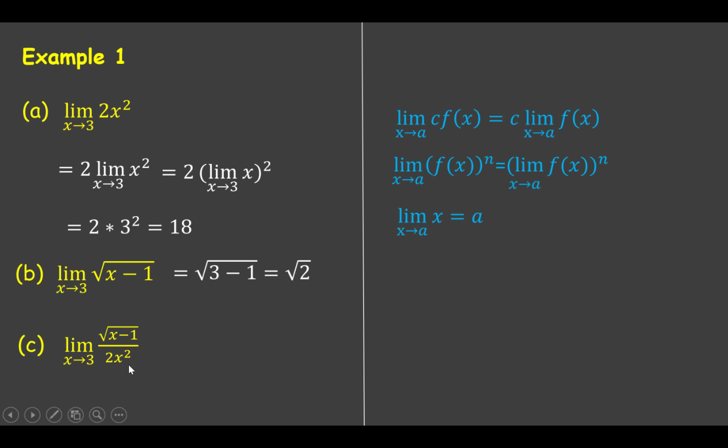Third example, let's look at the limit of this fraction here. By the quotient property, the limit of f over g is the limit of f(x) over the limit of g(x). And the limit of f, we already did that. It's just the square root of 3 minus 1, which is the square root of 2. And then the limit of the bottom, again, we calculated here, it's just 2 times 3 squared. And the final answer is the square root of 2 over 18.